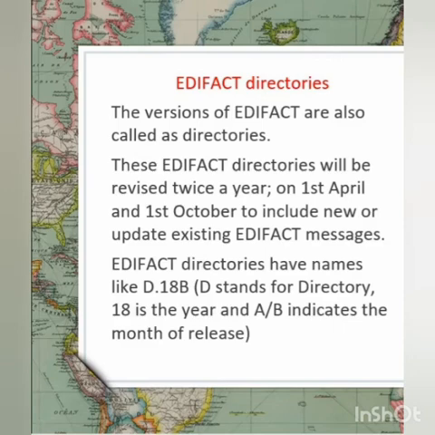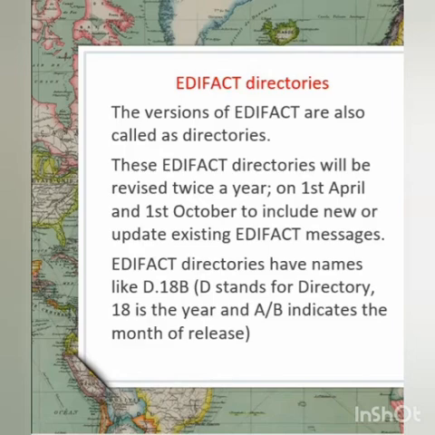Just now I told you EDIFACT is the EDI standard and it is widely used across the world. Usually we say versions, right? Version 1.0, version 2.0. Likewise in EDIFACT the versions are also called directories. These EDIFACT directories will be revised twice a year, and it is based on the number of companies and industries that join EDI. So the EDIFACT directories will be revised on 1st April and 1st October to include new or update existing EDIFACT messages.